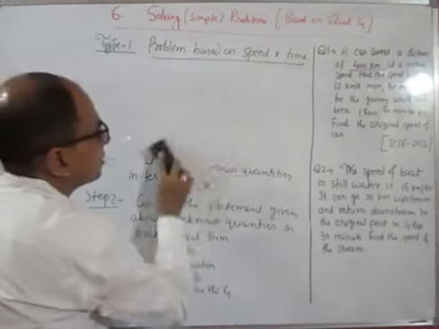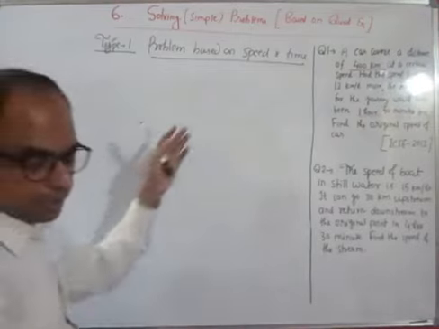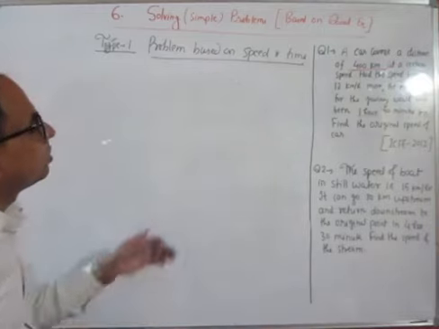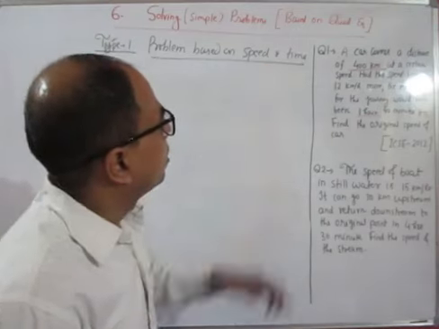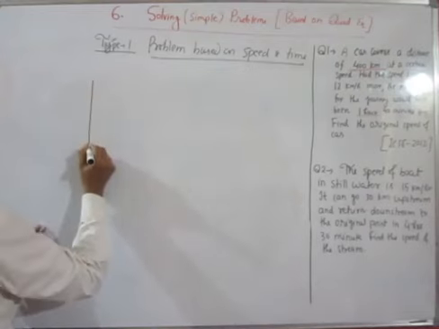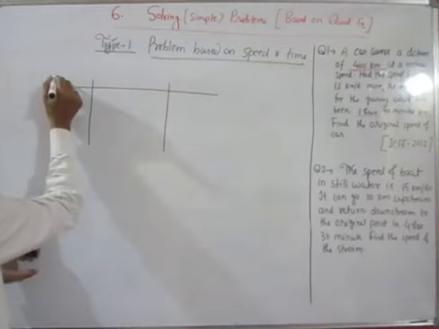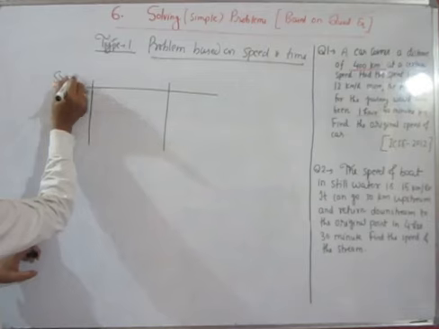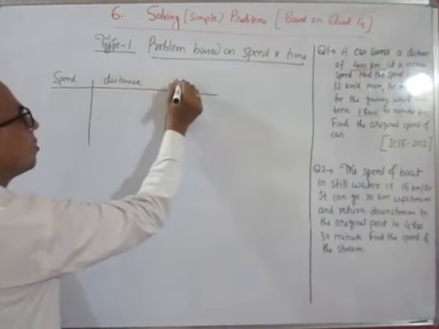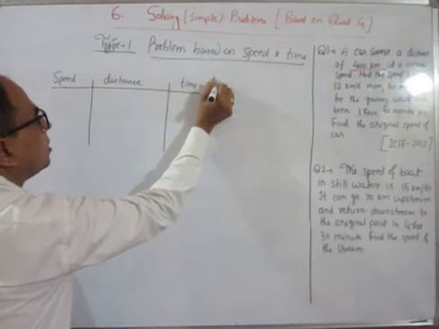So first we will discuss problems based on speed and time. To solve the questions based on speed and time, use this technique. It will be easy for you. Make 3 columns. In one column write speed, given speed. In the second column write distance. In the third column write time. And we know that time is distance by speed.